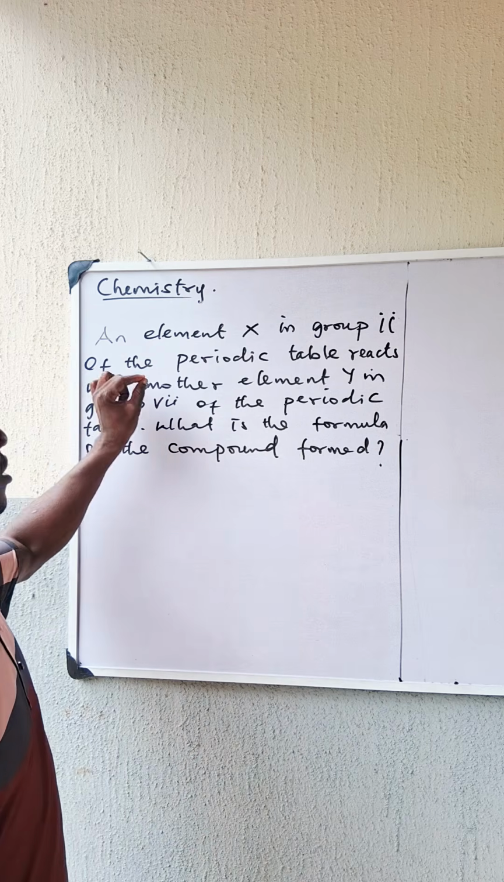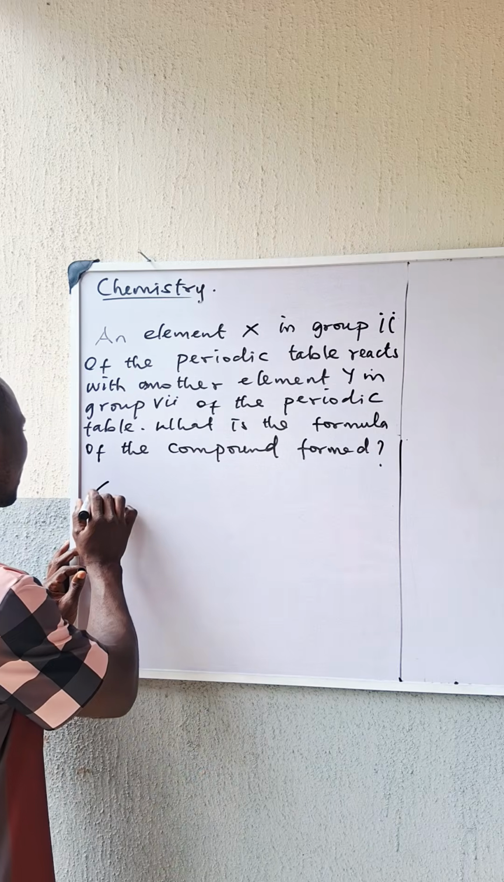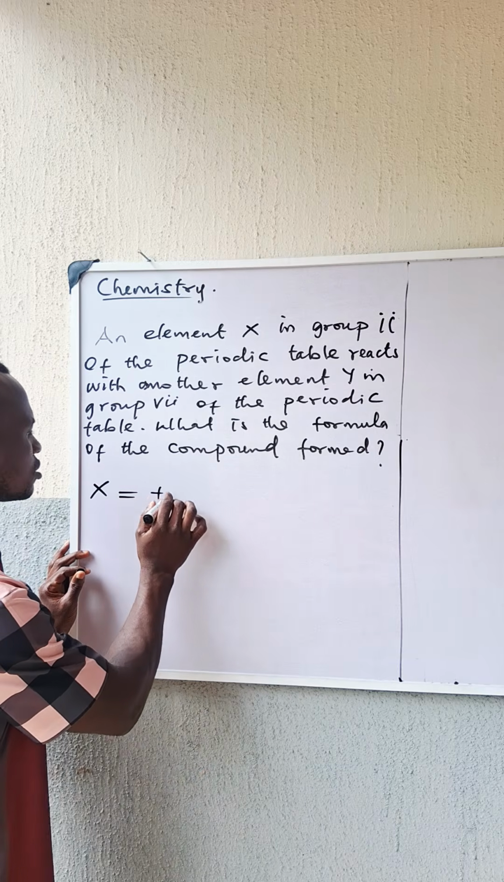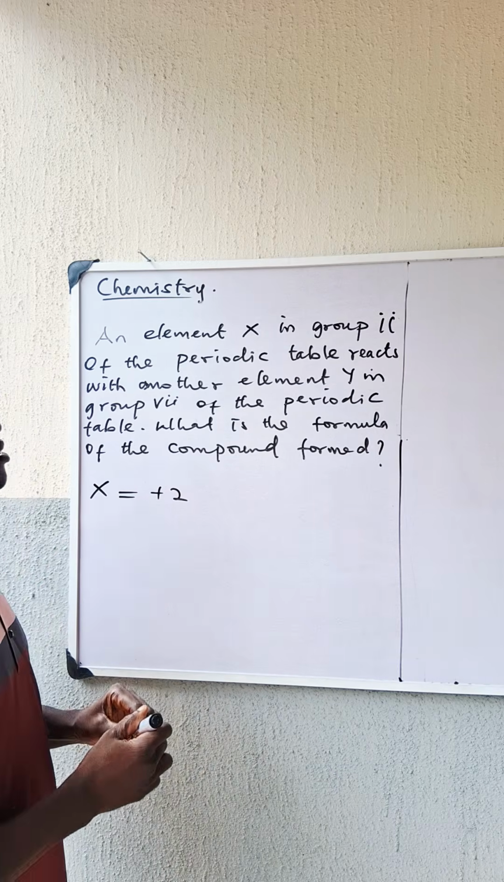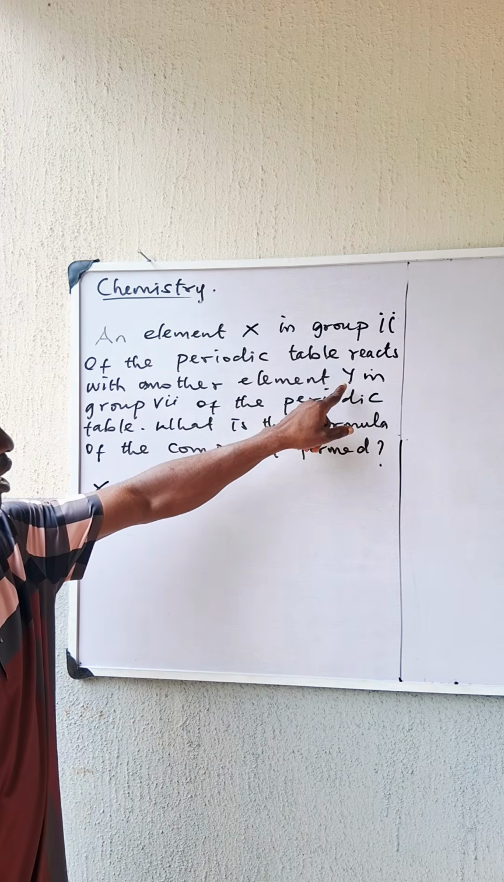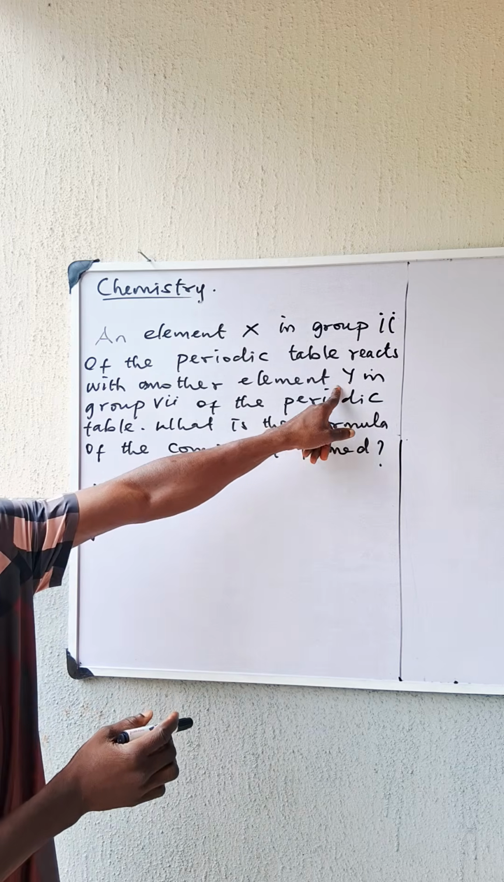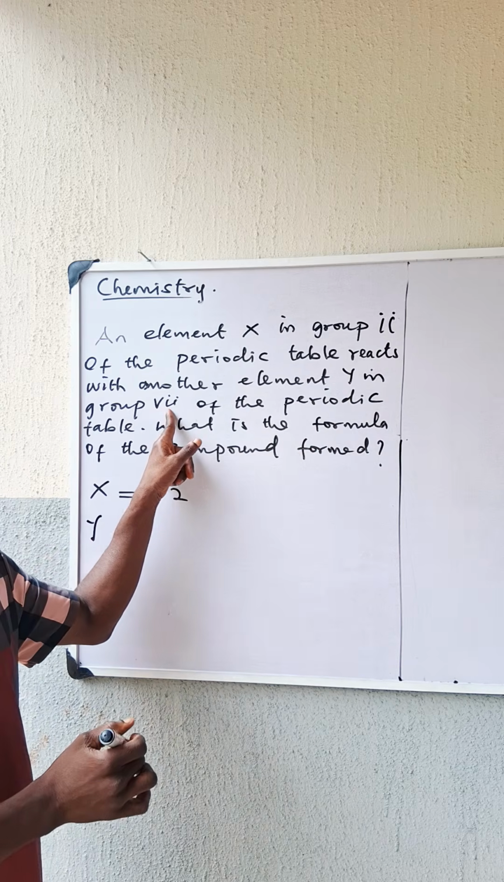Now, let us look at this question. An element X in group 2, which means here we have X is equal to plus 2. Then it reacts with another element called Y, and this element called Y is in group 7.